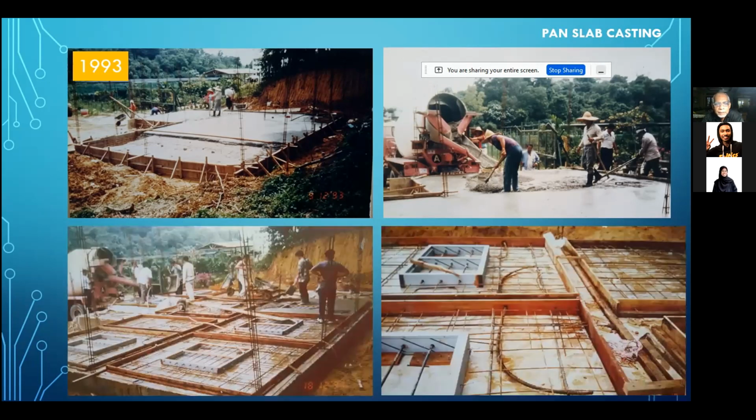Then about reversing the technique of construction: if you're talking about the conventional way to construct a building, you build the column first, you build the beam, and then you put in the wall, and then you start to do plastering and put the window frame on. In this case, I take my platform for the foundation as a casting yard. That is where I put the wall.